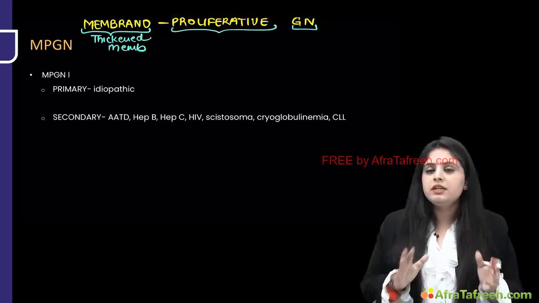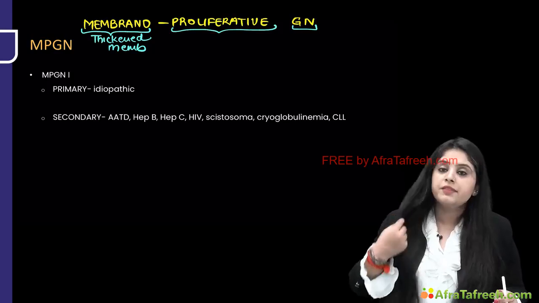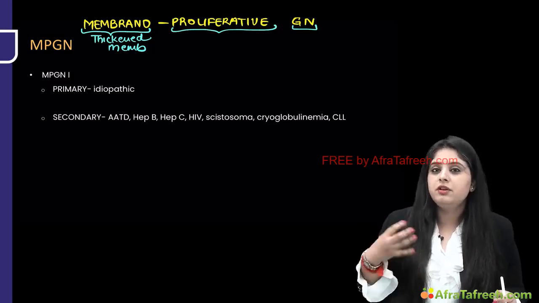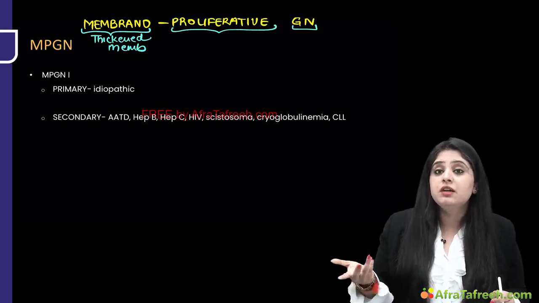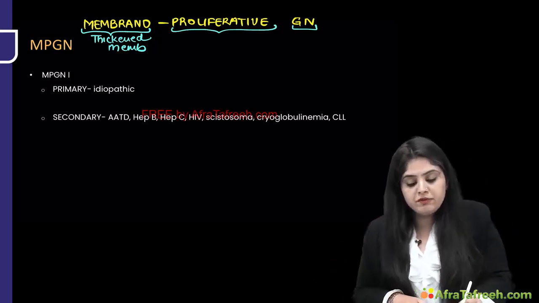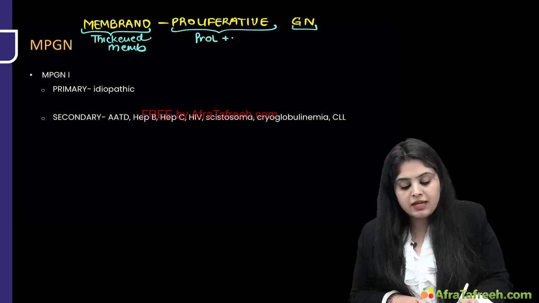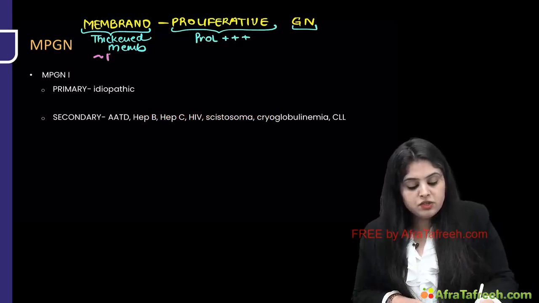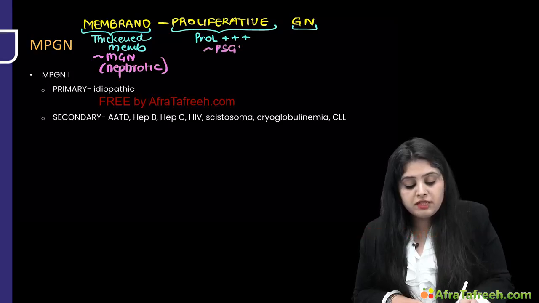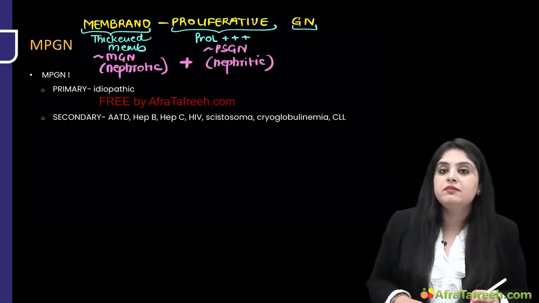Now, just think, where did I teach you? Which disease did I tell you that there's a lot of proliferation? The cells are proliferating. What disease was it? Acute proliferative glomerulonephritis, which was post-streptococcal glomerulonephritis. So I can now see that this is coming across as a combination. It has a little bit of features of MGN, which is a nephrotic syndrome, and a little bit of features of PSGN, which was a nephritic syndrome. And that is why I'm teaching this to you right in the end, because this is a combo glomerulonephritis.